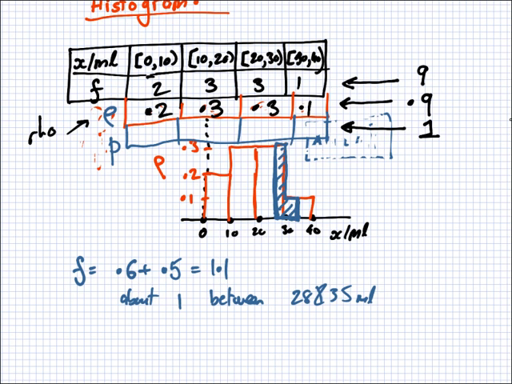Okay, let me just write this down. Rho is frequency over width. Oh, sorry, I have it upside down. Thank you. Frequency over width. And then P, let me just think what it is. I think it's frequency over total frequency over width.